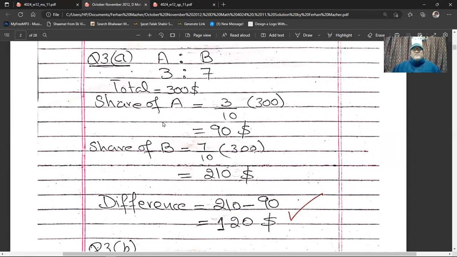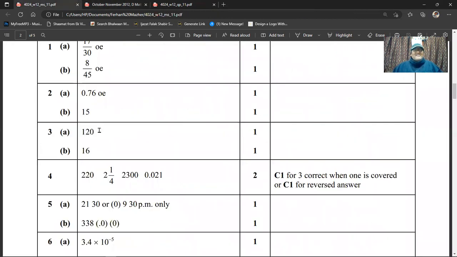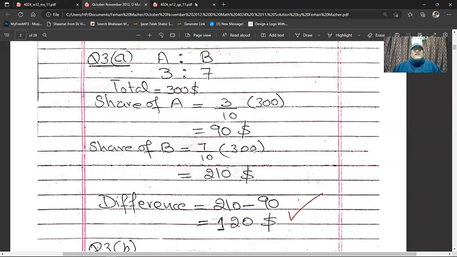Share of the Brenda will be its ratio divided by the sum of ratio, multiply the total money. So when you do this calculation, it will be $210. So the difference between their shares will be 210 minus 90, and that will be $120. It means that the Brenda will get $120 more than Alice. So $120 is the difference between their shares. So our answer is right. This is the solution of that A part.